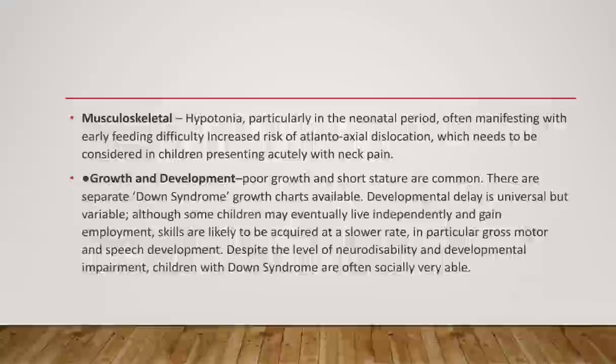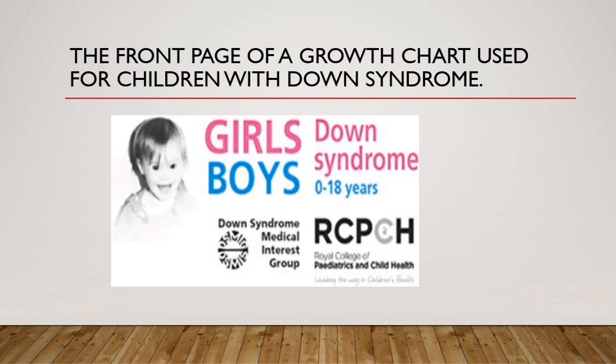Growth and development. Poor growth and short stature are common. Separate Down syndrome growth charts are available. Development: developmental delay is universal but variable, although some children may eventually live independently and gain employment. Skills are likely to be acquired at a slower rate, in particular gross motor and speech development. Despite the level of neurodisability and developmental impairment, children with Down syndrome are often socially very able.